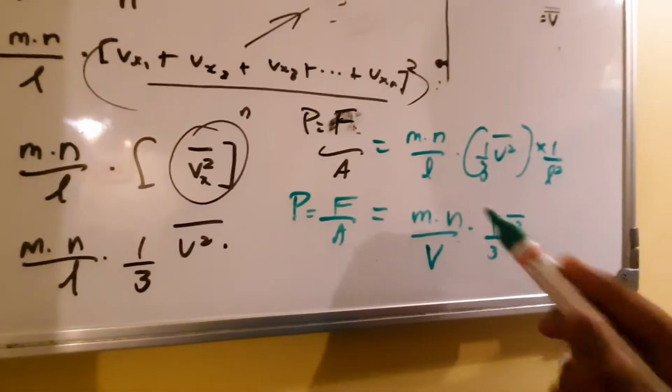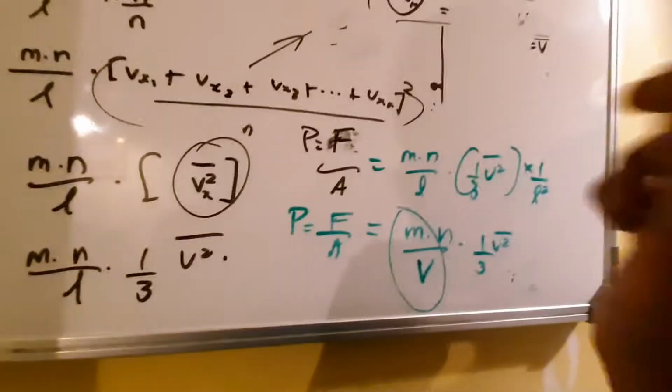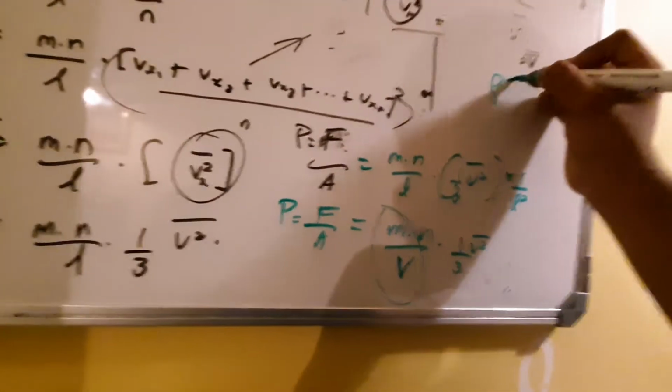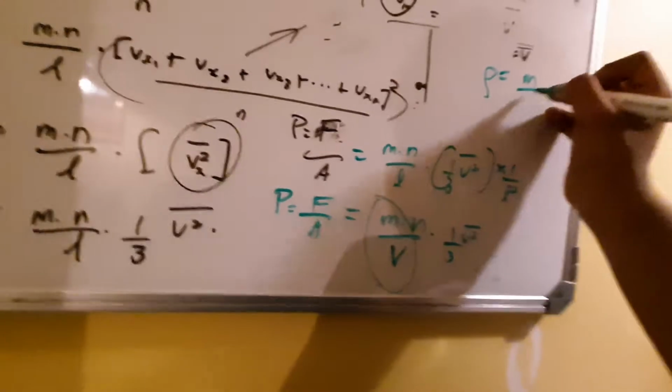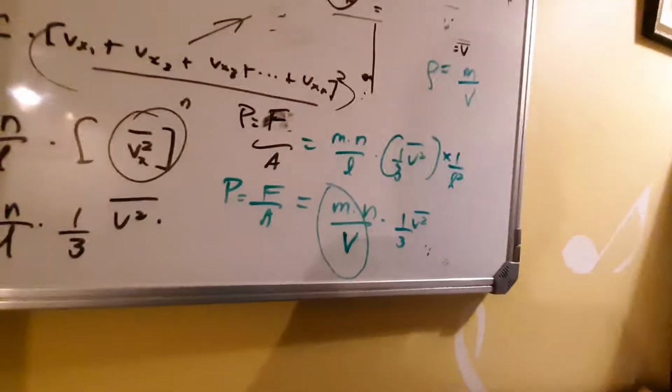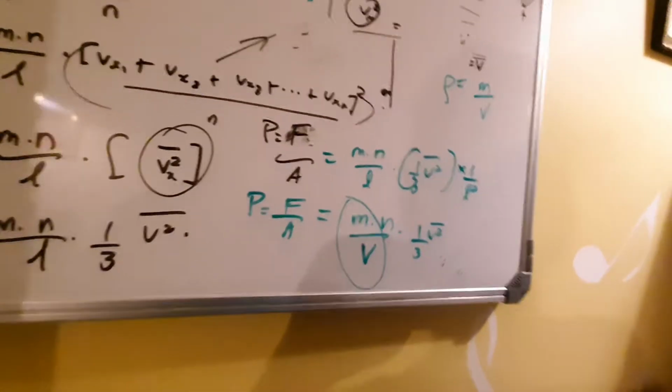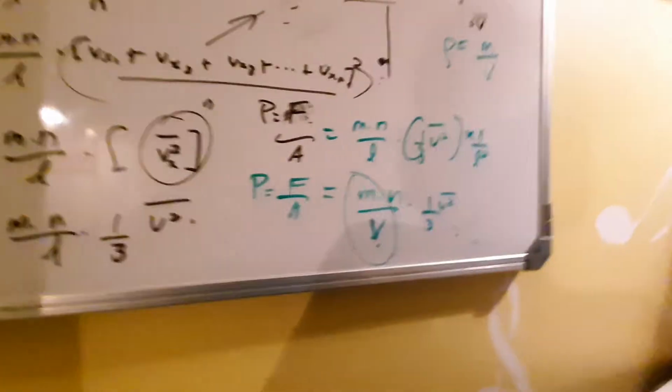Now what I shall do is consider m into V. We have come across this equation where rho, which is the density, is equal to mass by volume, where m is the mass and V is the volume. Do not confuse that V and this V. This V over here is velocity, this V over here is volume.